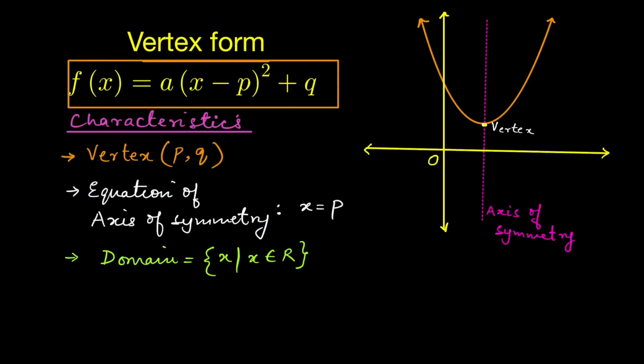Now we learn some characteristics of the vertex form of the parabola. So this is the form f(x) is a times (x minus p) whole squared plus q, and the vertex is given as (p, q). So we can see the vertex is the turning point. So the coordinates for this particular point are p and q, and the equation of the axis of symmetry, this dotted line, is given as x equals p. So we write this equation as x = p.